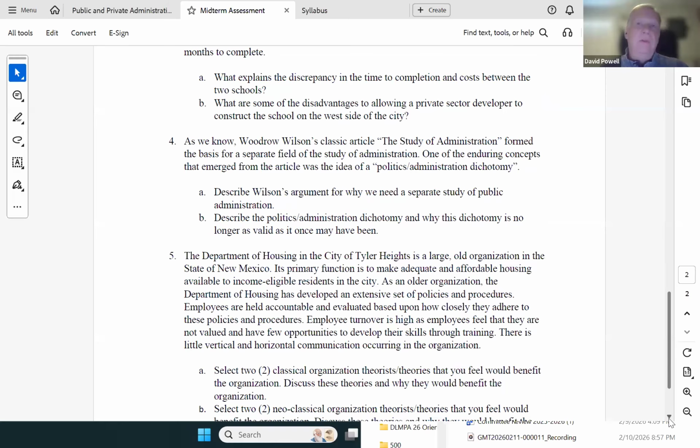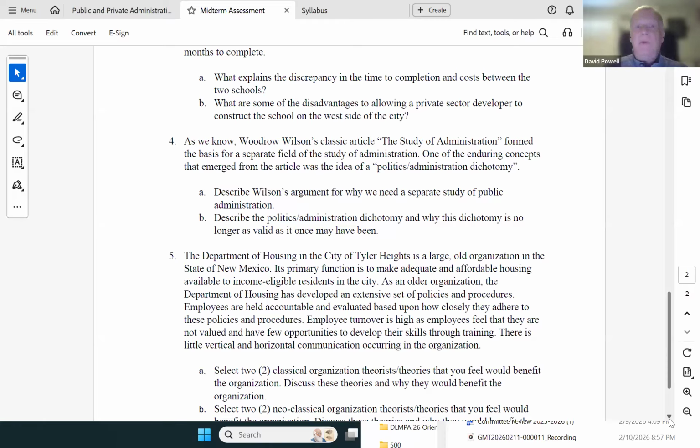Scenario 4 then turns our attention to the study of public administration and this whole idea about public administration as a separate field of study. As we know, Woodrow Wilson's classic article, The Study of Administration, formed the basis for a separate field of the study of administration. One of the enduring concepts that emerged from the article was the idea of a politics-administration dichotomy. This Wilson article is one that you have assigned for next week, so we'll discuss the Wilson article next week.